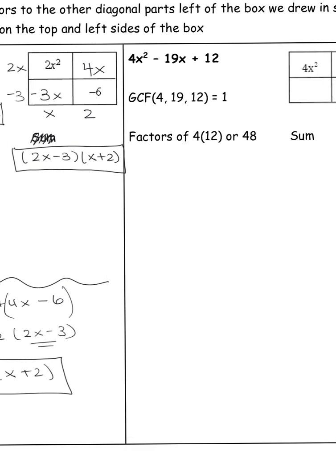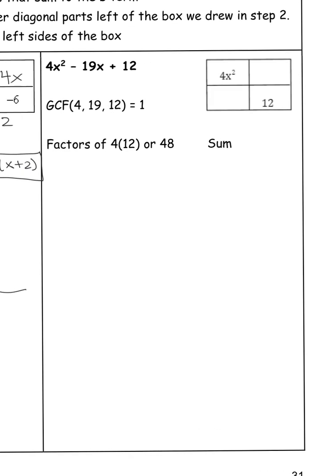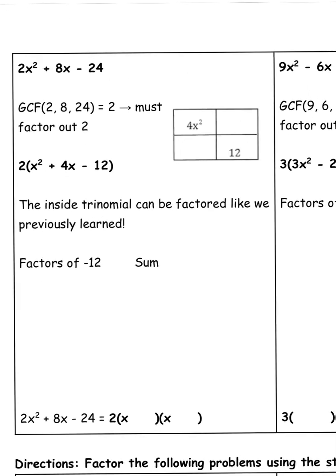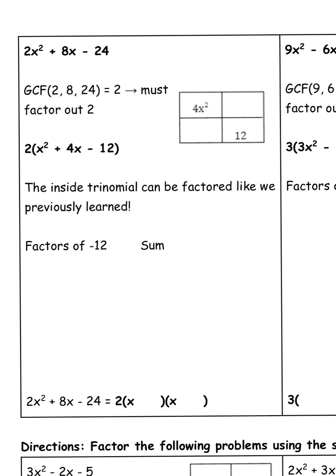All right, looking at the second example. So our second example is a little tricky. So we're actually going to skip over this one and go to the third example. All right, so looking here, we have 2x squared plus 8x minus 24. So looking again, we always look for our GCF. Our GCF here is going to be 2. So once we pull a 2, we're left with x squared plus 4x minus 12.